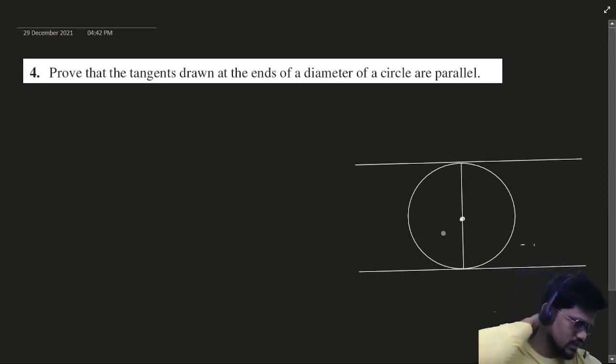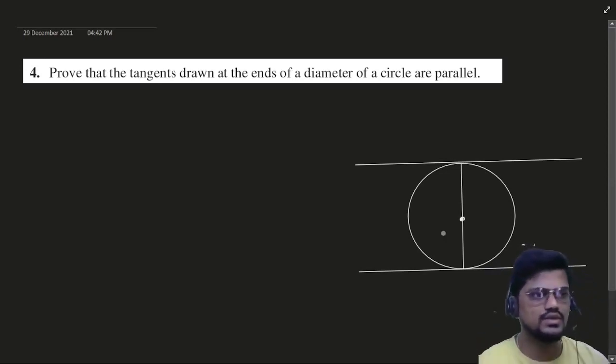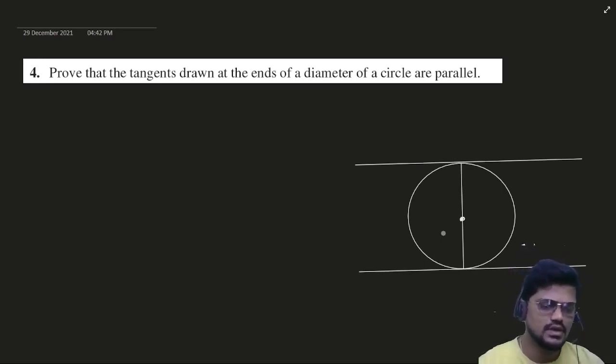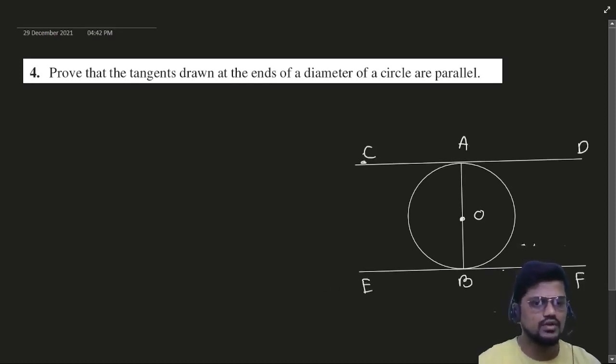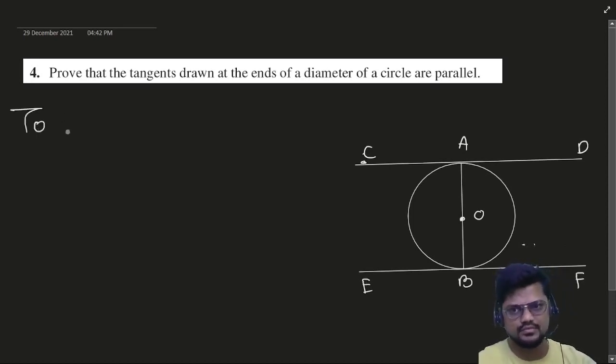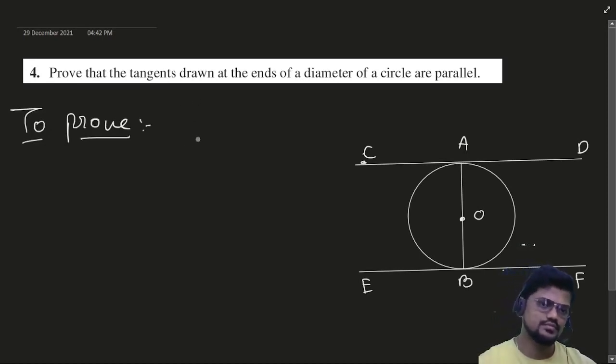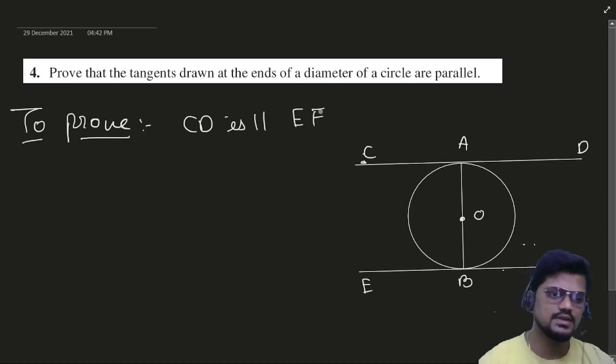Now what you have to prove is that these two lines are parallel. How can we prove that these two lines are parallel? See, if this is O, this is A, this is B, this is C, this is D, this is E, this is F. What we need to prove is CD is parallel to EF. That's what you need to prove.